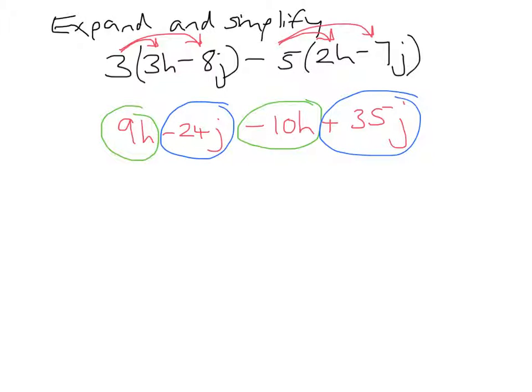9h minus 10h, thinking about my number line, I'm at 9, I'm going to move 10 to the left, that gives me minus 1h, so I don't need to put the 1 there, using my basic algebra rules. And then minus 24j plus 35j. If I think about that, I'm at minus 24 on the number line, I'm going to go up by 35, so 24 takes me to 0, that leaves me with another 11, so that's 11j. All done.